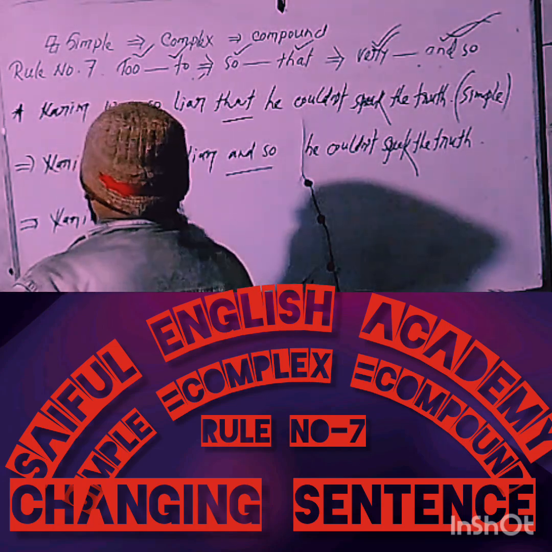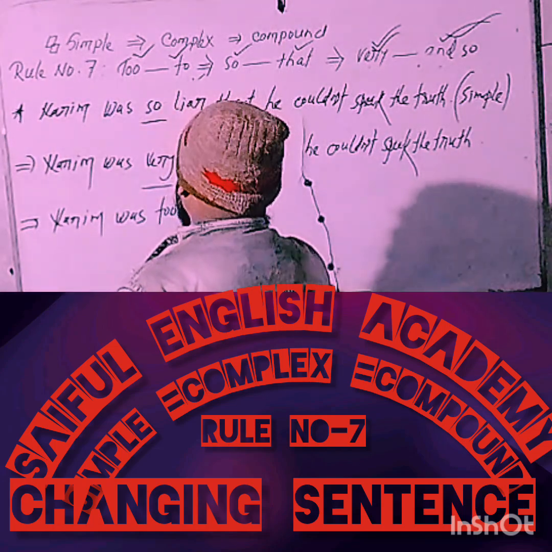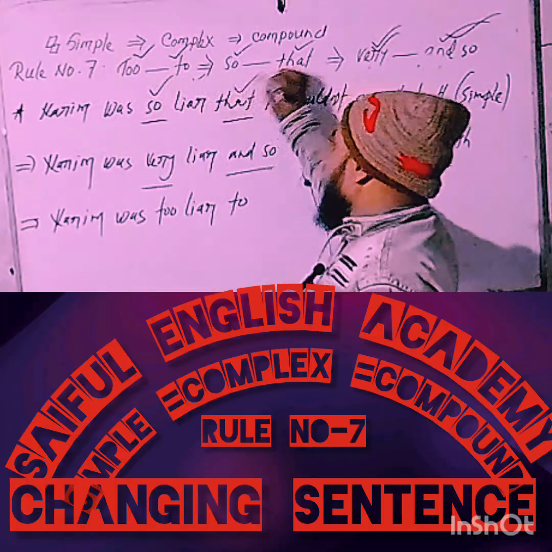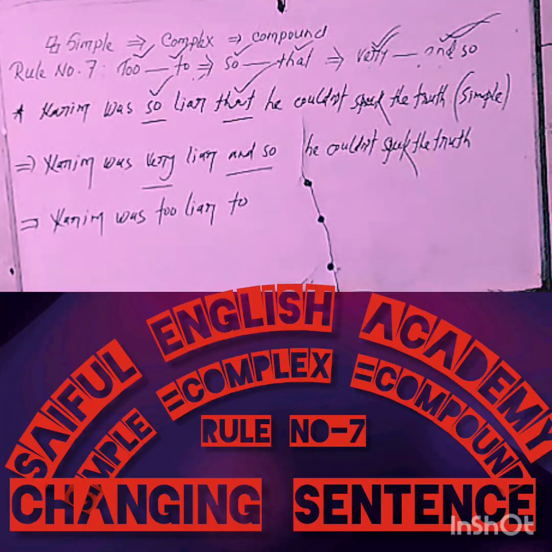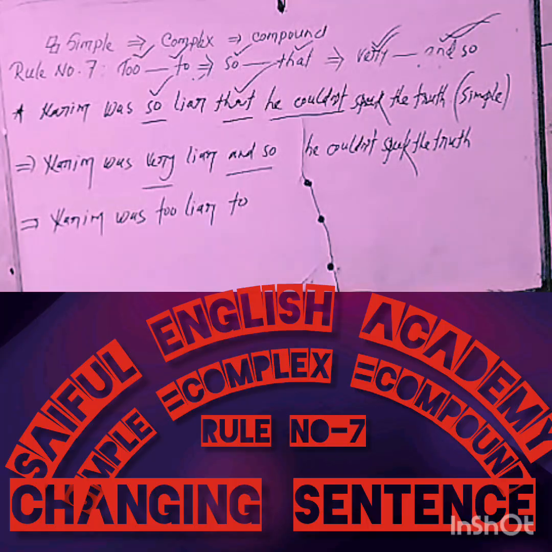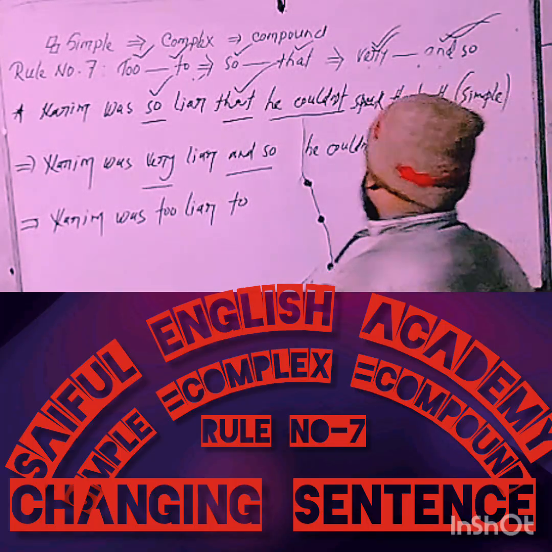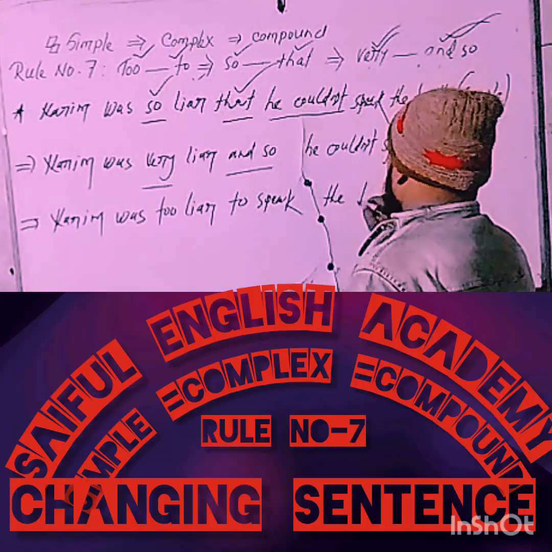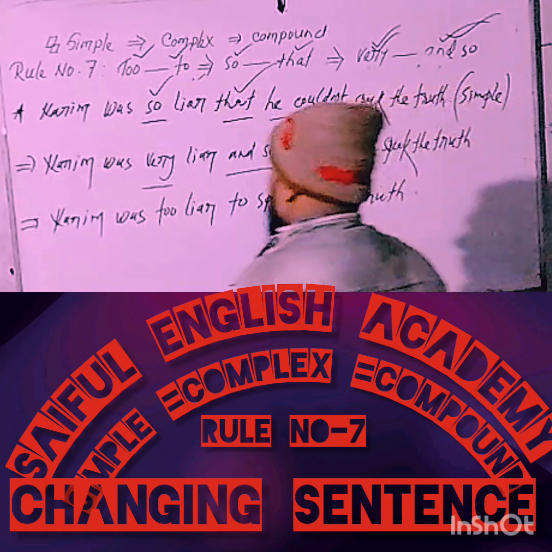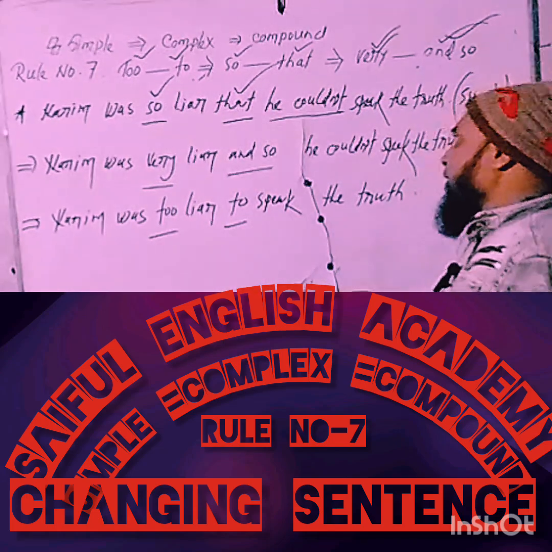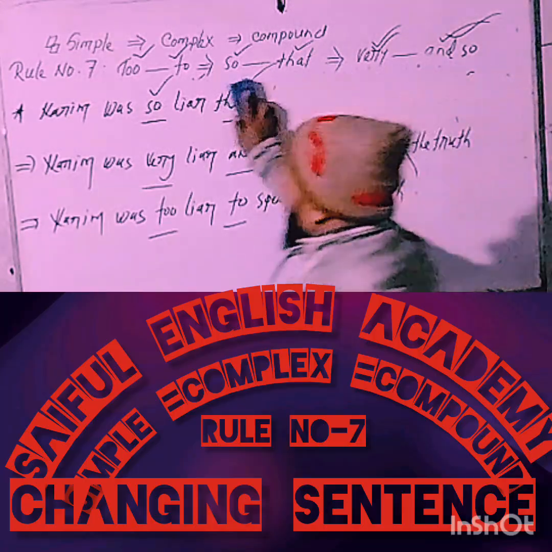He was too liar to... Okay, my dear learners, you'll have to mind that in this sentence you'll have to delete the subject and couldn't, the subject in 'and so' as well as couldn't. And you have to write the extension of this statement: speak the truth. Okay, dear listeners, hope that you have understood clearly.